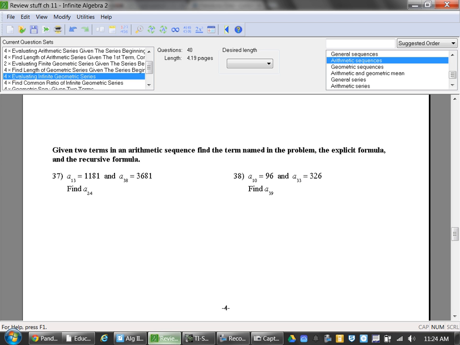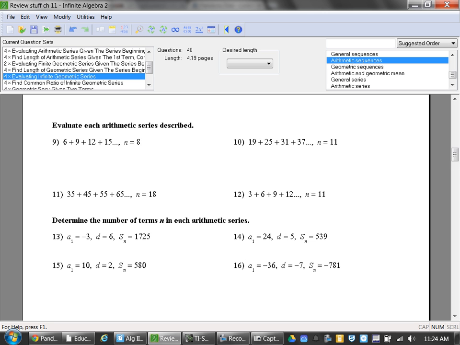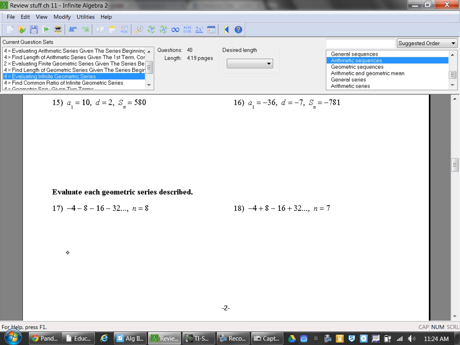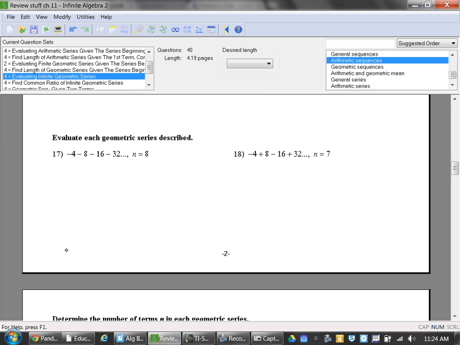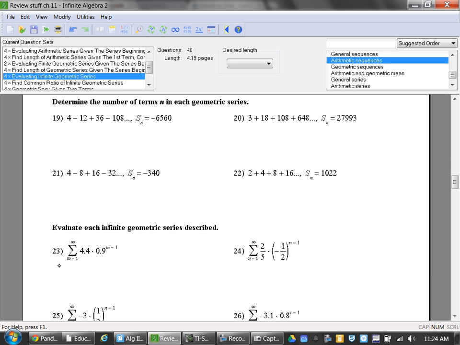Let's go through a couple more examples here of things that you probably have forgotten already. Because it says find a sub 39, that's easy. You just substitute in 39 for n with the nth rule. That's all. Okay. Take a look here. Go to number 20.